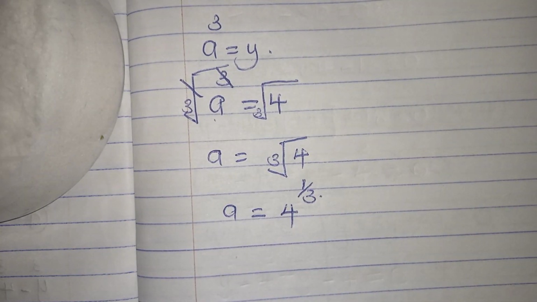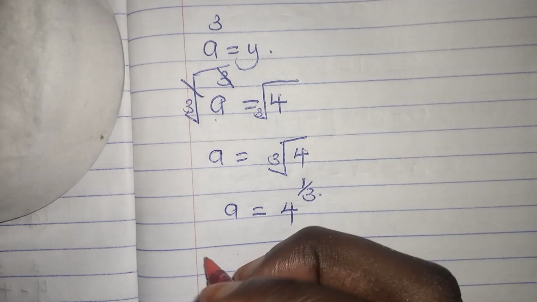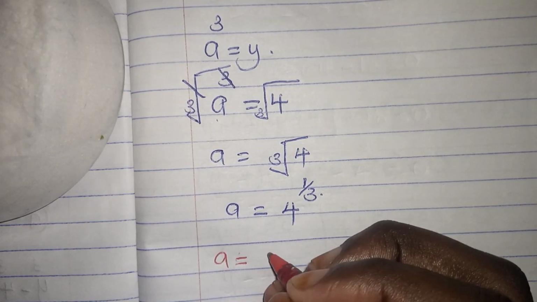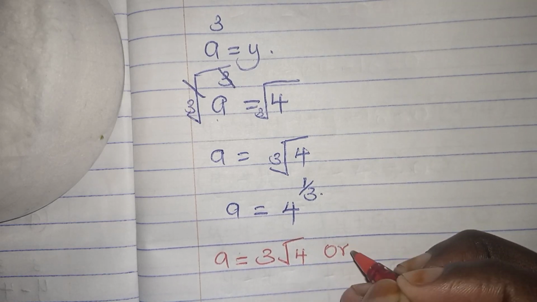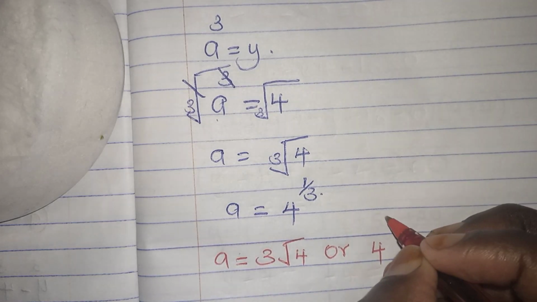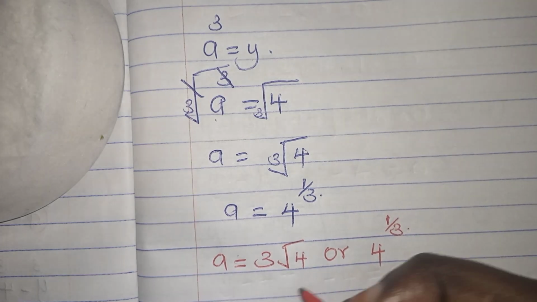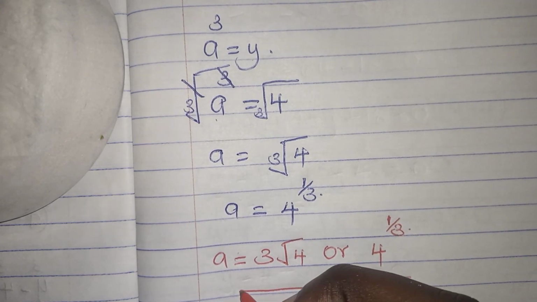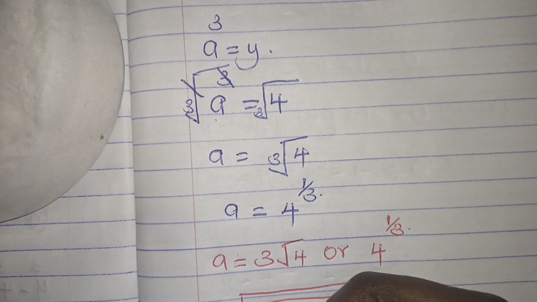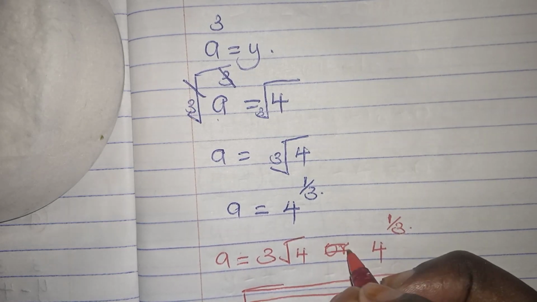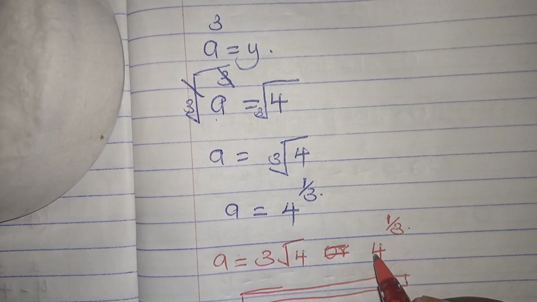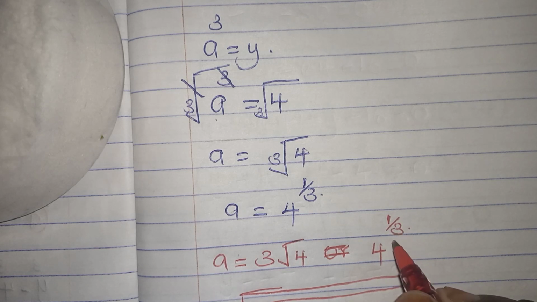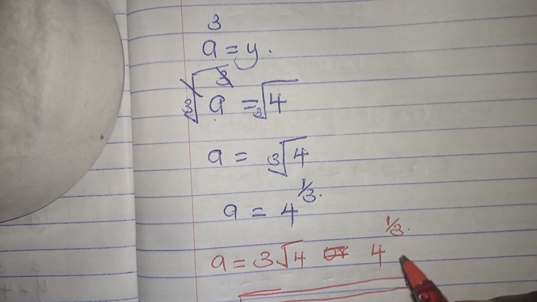So this is our final answer. A is equal to, you can decide to write the cube root of 4, or a is equal to 4 to the power of a third. And this is the value of a. So a is equal to cube root of 4, or a is equal to 4 to the power of a third. This is just the same. You can decide to write any of the answers, which is correct.